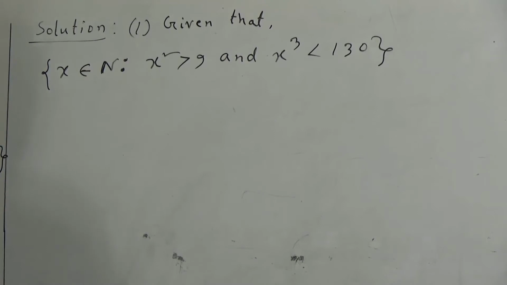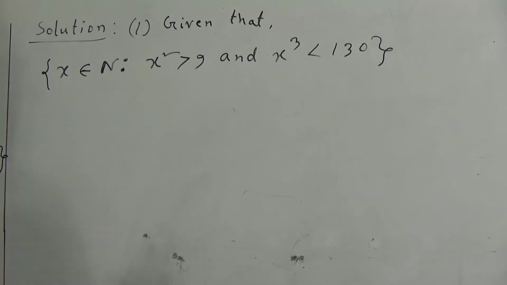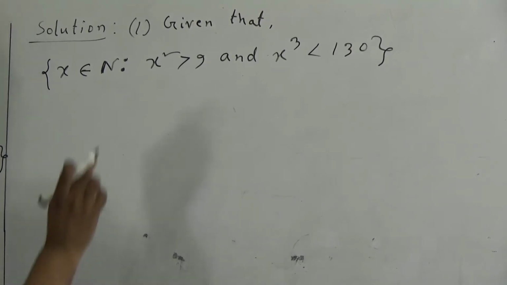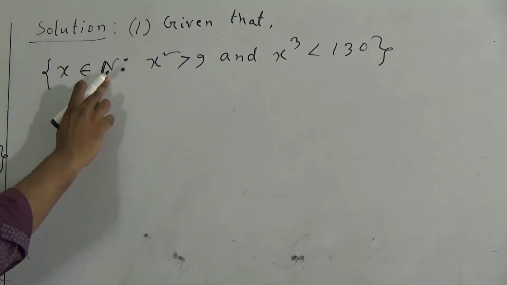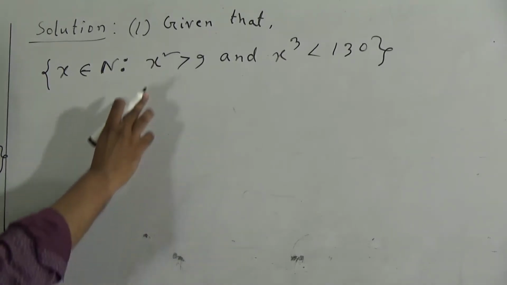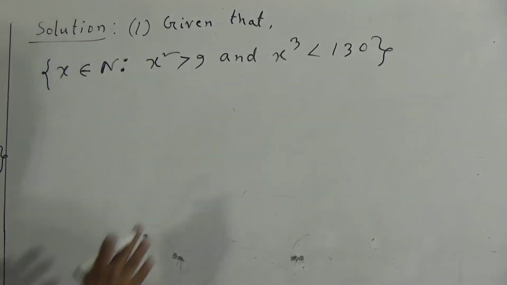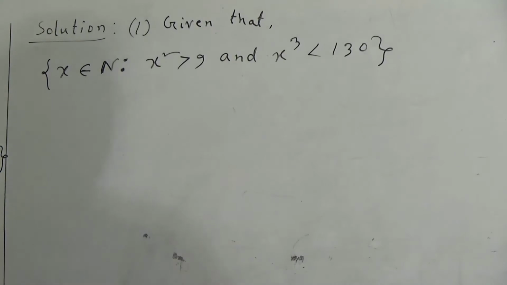That means we have to find out the elements of this set directly, and at the time of finding out the elements of this set, we have to maintain three conditions. First condition, the elements will come from the set of natural numbers. Second condition, the square of the elements will be greater than 9. And third condition, the cube of the element will be less than 130.